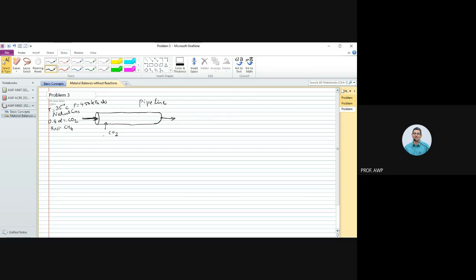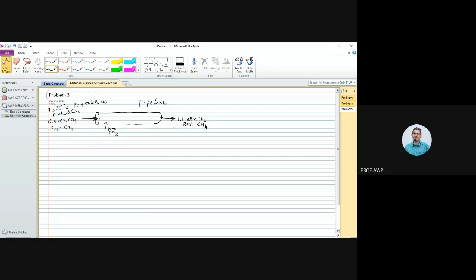Right? So if I add pure carbon dioxide, what will happen to this concentration of carbon dioxide coming in and going out? What will happen? Increase. So let's say it becomes 1.1 volume percent carbon dioxide. I have not added anything else, so the rest is methane. I have added pure carbon dioxide.